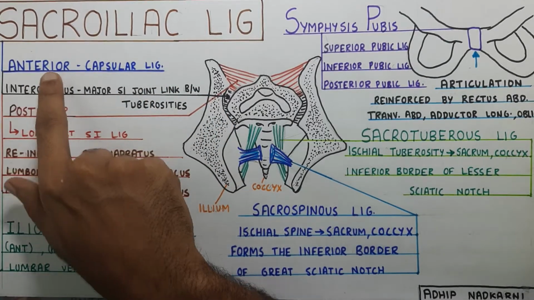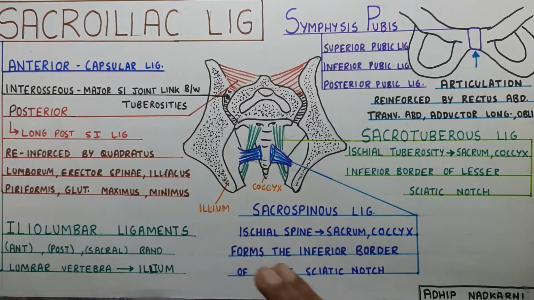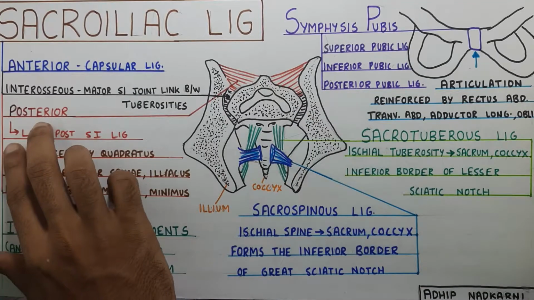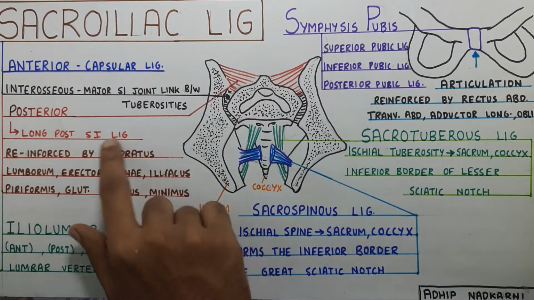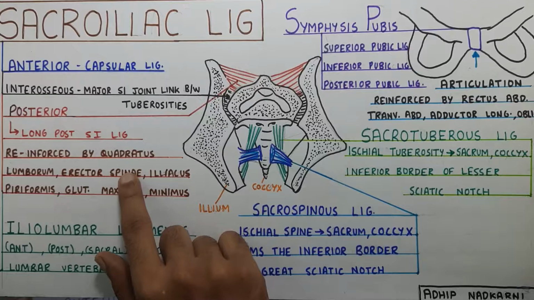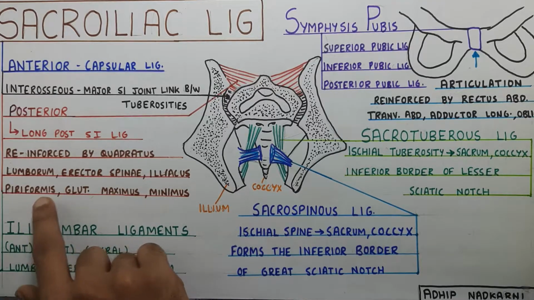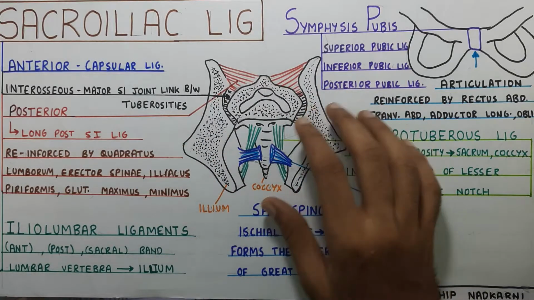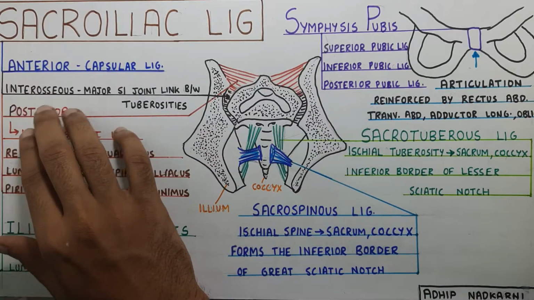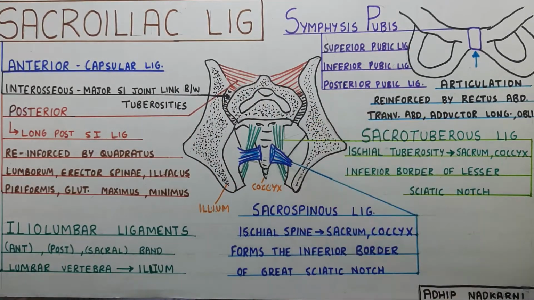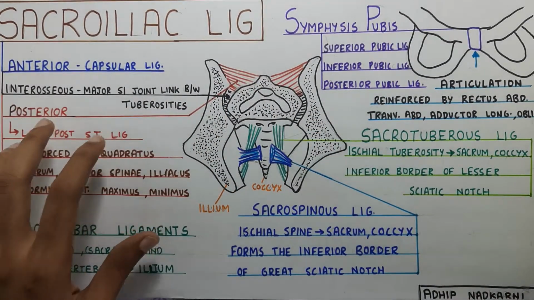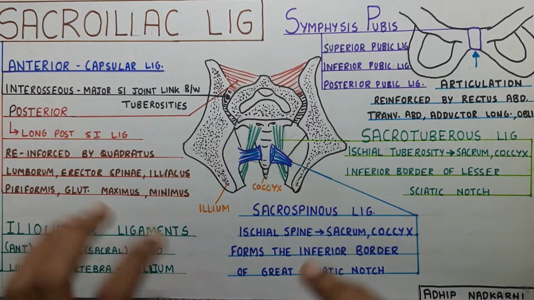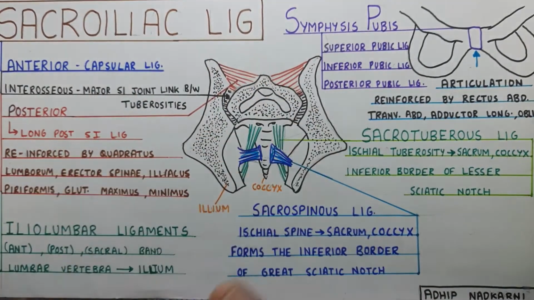The anterior one is also called the capsular ligament because it is closely related with the capsule in this region. Whereas the posterior ones are reinforced by your quadratus lumborum, erector spinae, iliacus, piriformis, gluteus maximus and gluteus minimus. All the muscles which are in the posterior region reinforce the posterior sacroiliac ligament, so it provides very good strength and stability to the sacroiliac region. So that's all we have for the sacroiliac ligaments, the three ligaments, right?